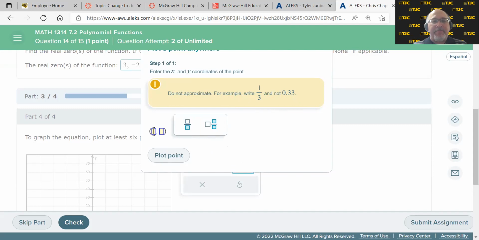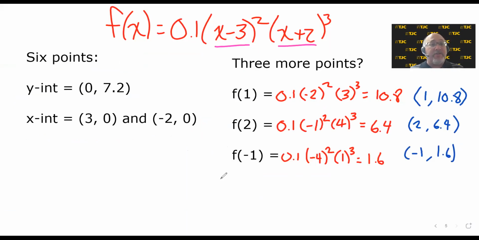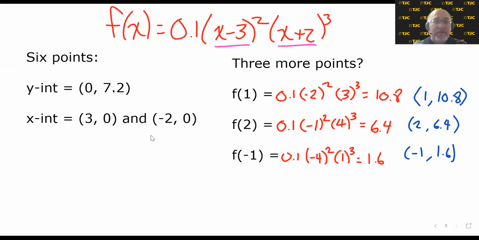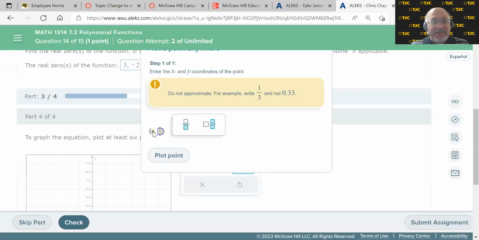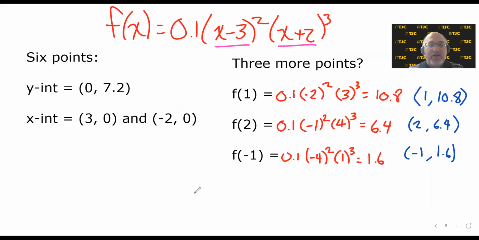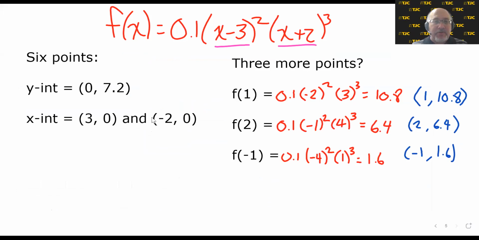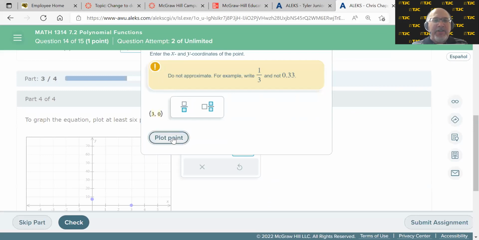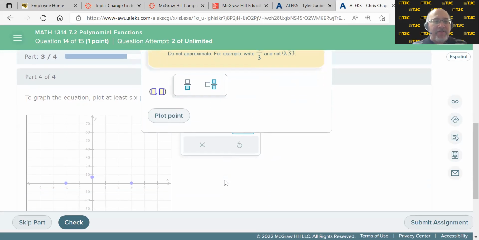All right, so let's put in the numbers that we know. Let's start with 0, 7.2. And then I can hit tab, 7.2, and click plot the point. If we scroll down, you'll see it plotted the point, but we need 5 more points. Our next 2 will be our x-intercepts, 3, 0 and -2, 0. So 3 tab 0, -2. I can't type comma, it's already there. -2, 0. And we've got those 3 points plotted.